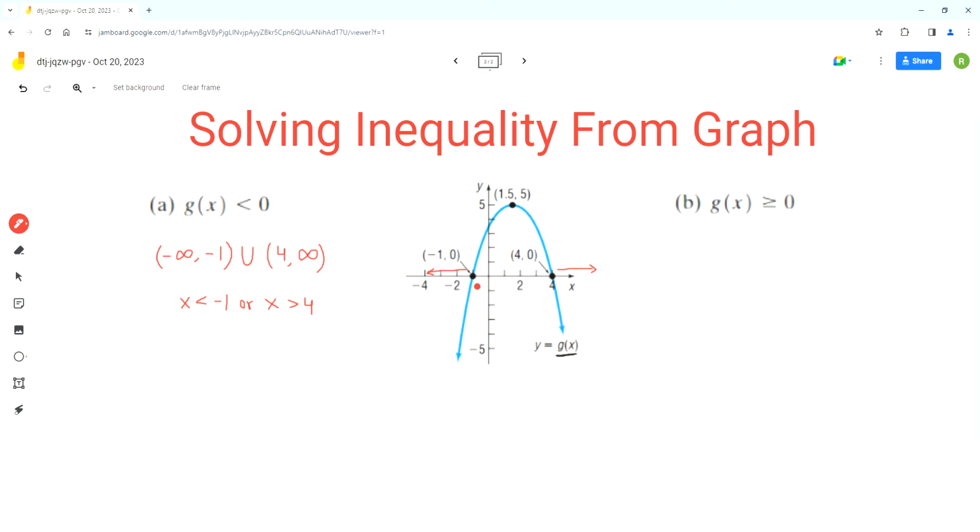Now in this case, the graph is above the x-axis between the x-intercepts, and we'll also have to include the endpoints or the x-intercepts in our solution. So we'll have to use square brackets. It starts at -1, so we always start with the number on the left side, and goes all the way to 4, and both -1 and 4 are included in the solution, so we use square brackets. So this is the answer to part B in interval notation. And for inequality notation, we'll write that x is greater than or equal to -1 and less than or equal to 4. So this should be the final answer for part B.